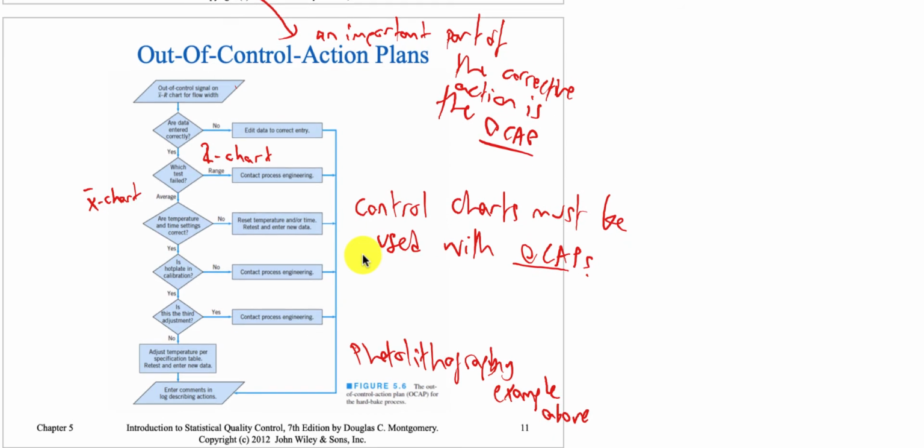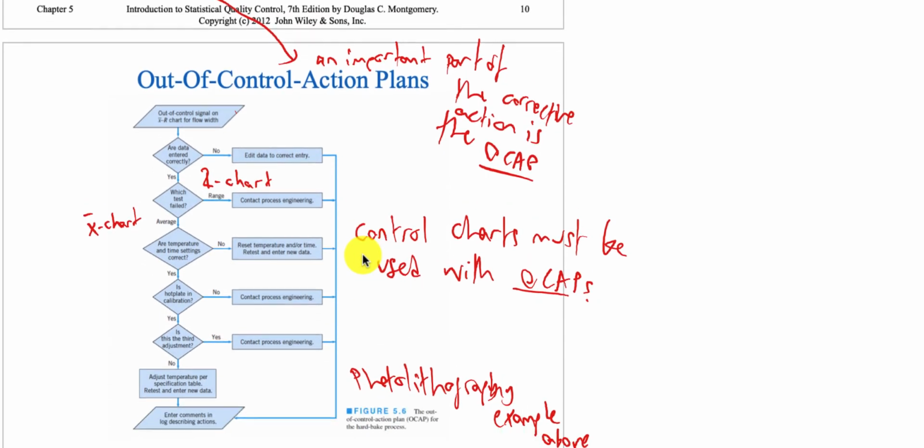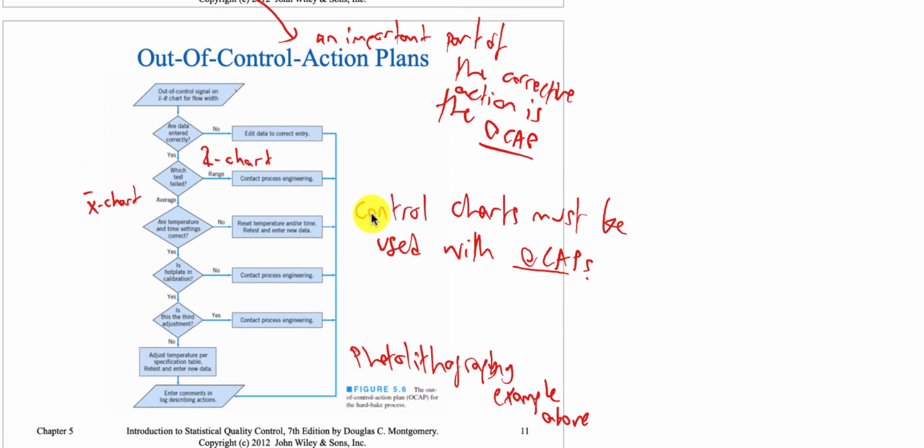So this is an example of out-of-control action plans. We take out-of-control action plans after observing out-of-control points beyond the control limits. This is just a typical example. You can pause the video and read it. It's just an example given in the textbook. Okay, all right, let's continue.